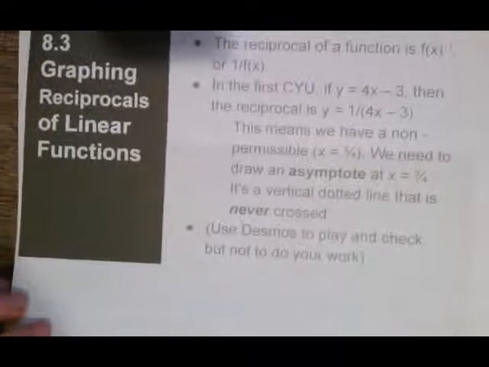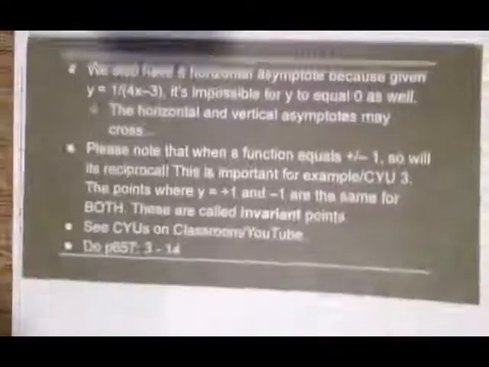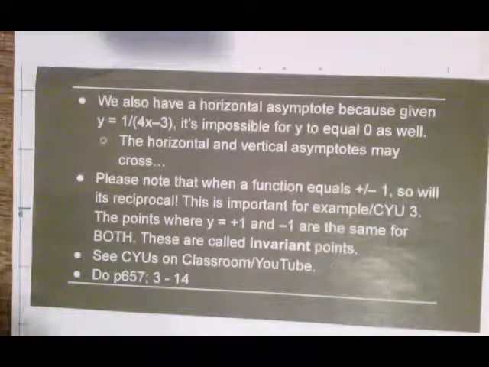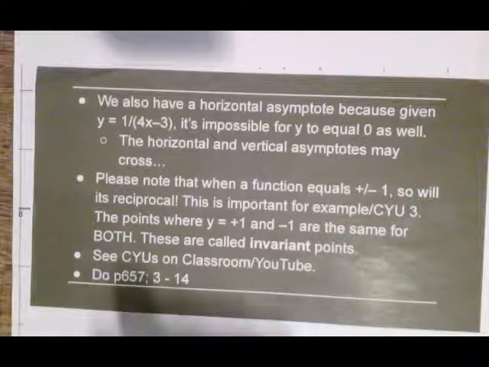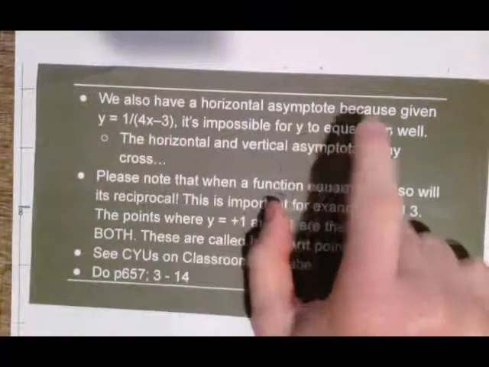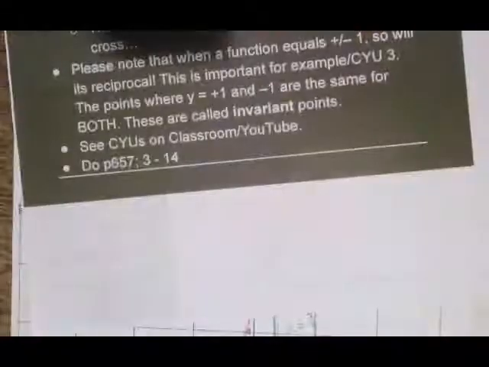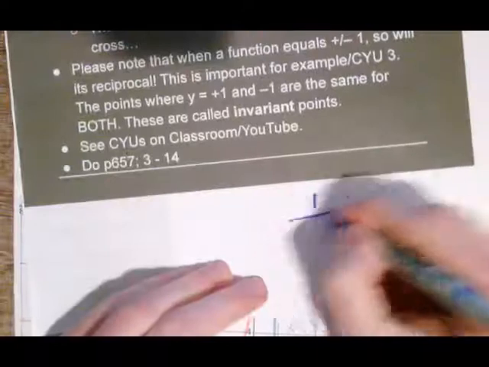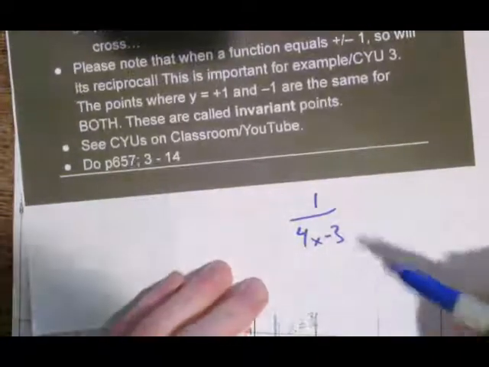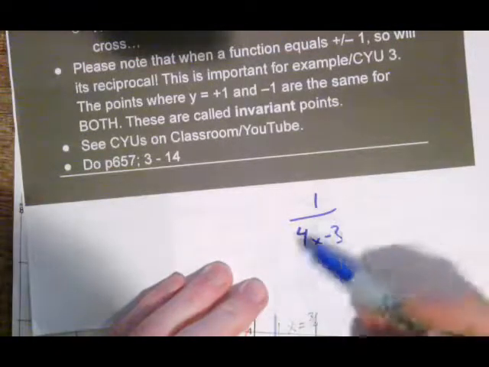Okay, moving along. I was looking at this yesterday thinking this would be tricky over online, but please ask questions. So we also have a horizontal asymptote because given y equals 1 over 4x minus 3, it's impossible for y to equal 0, right? In case that looks weird, how can you get that to equal 0? You can't, because anything down here that makes it 0 makes it undefined.